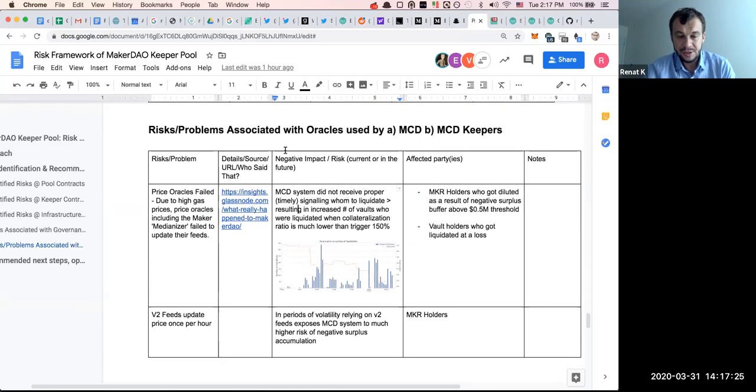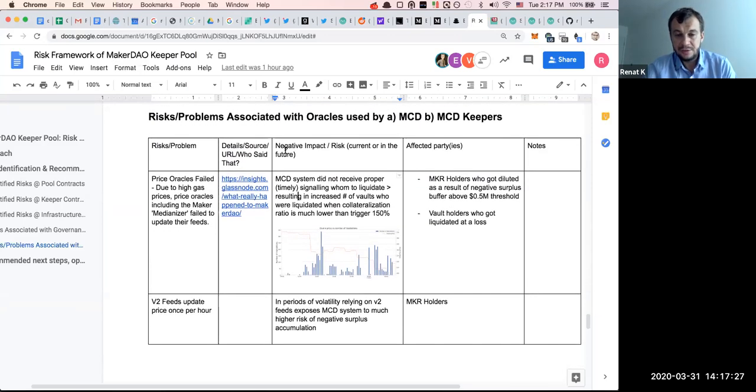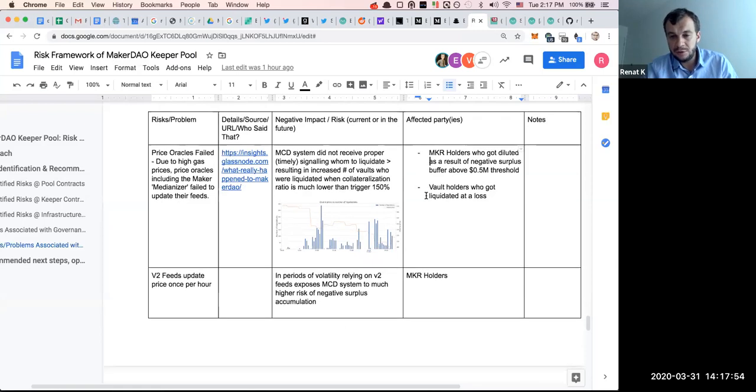The question here is basically, what do you guys see? What have you seen when it comes to oracles used by keepers or used by the MCD system, the existing price feeds? What are the main problems? Where can we learn from it? Or maybe you experienced it yourself, right? What are the negative impact risks? And who is the affected party? Not necessarily the keeper, right? It might be the MCD system or Maker holders.